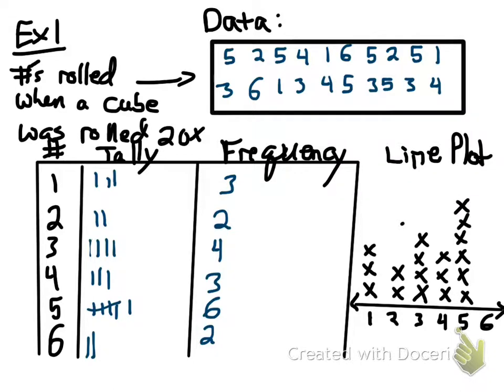And then 6 occurs 2 times. Right, so you look at your frequency chart, or frequency table, that you've made, and you can display that data with X marks above a number line in order to make a line plot. It's just a more visual or graphic representation of your frequency table.